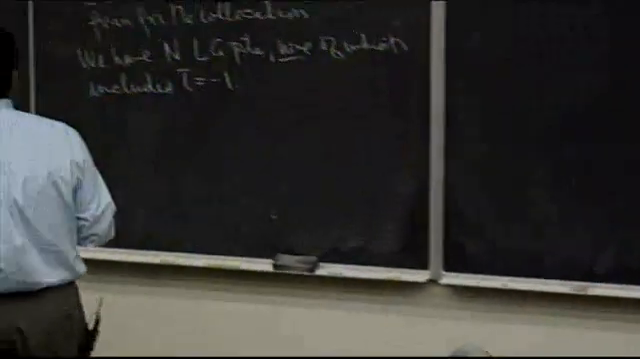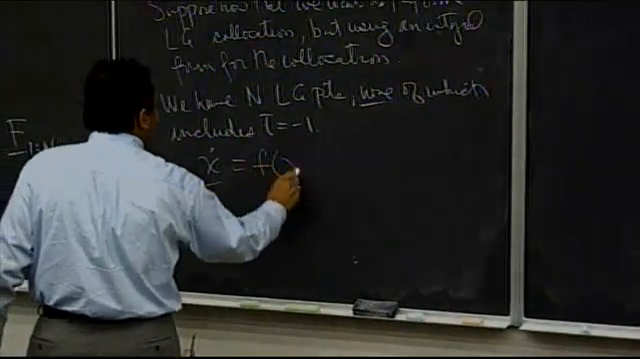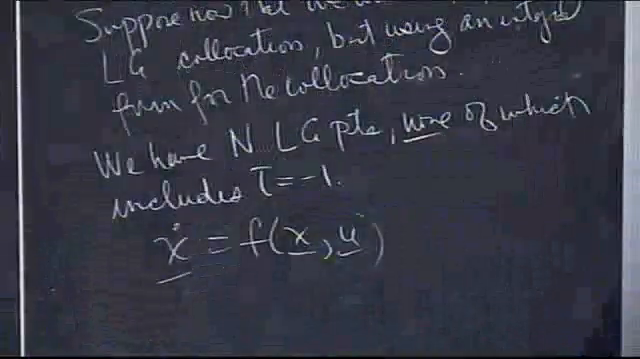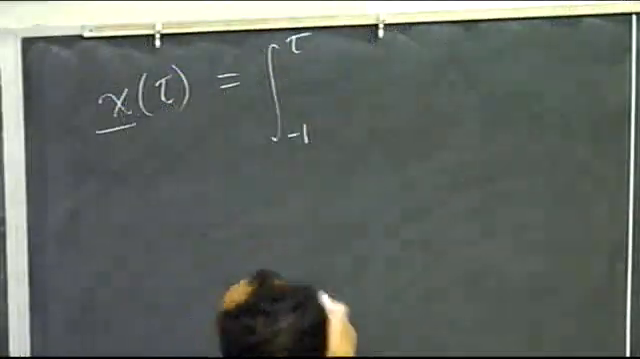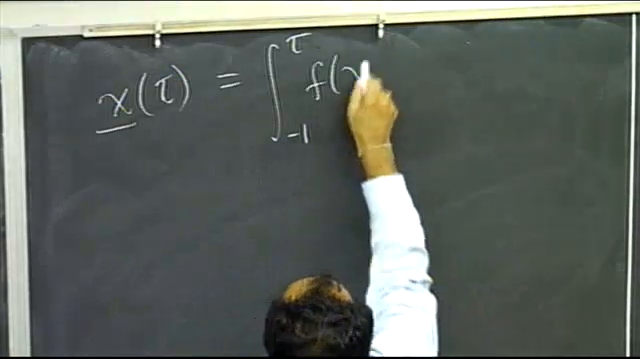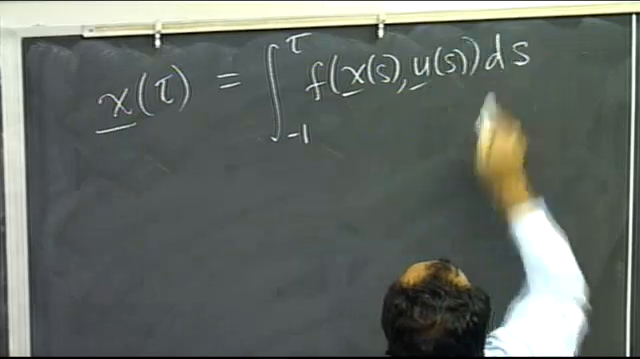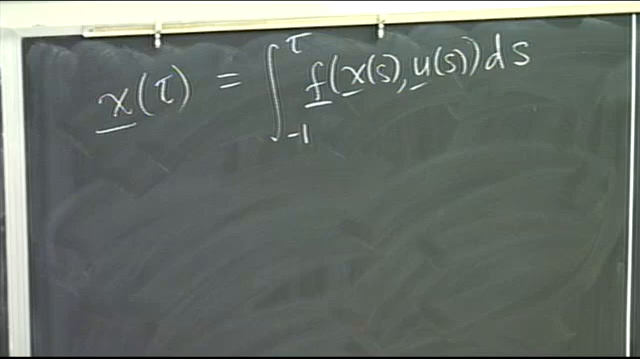So let's suppose that I take the integral of the dynamics, right? I have x dot equals f of x and u. Let's suppose we integrate this. So I know that x of tau is equal to the integral from -1 to tau of f of x of s, u of s, ds. I haven't done anything fancy there. It's just an integral, right? I start at -1. I'm going to integrate to some point tau, right?